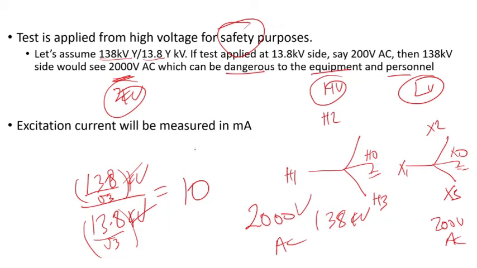So excitation current will be measured, because you're applying AC, so the core will be excited, so you will have excitation current, so you can measure that, and it will be in milliamps because you are applying very low voltage.